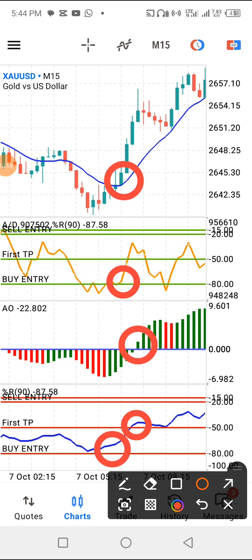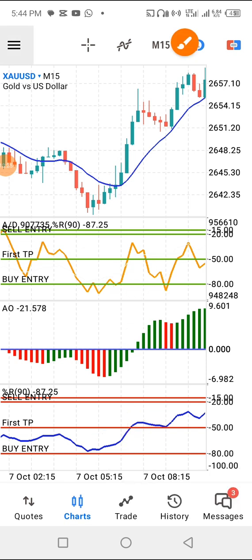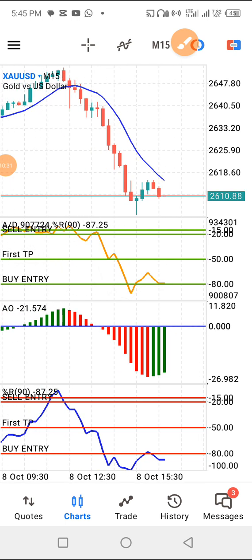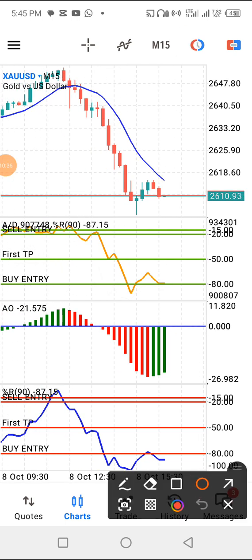Now, when these conditions are not met, please avoid taking any entry. Now, let's check what is happening currently on gold. You can see on gold now, we currently have a bullish bar, but this bullish bar is below the level 0, which is not ideal.